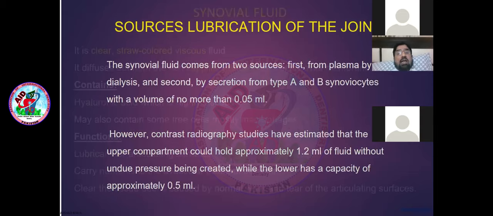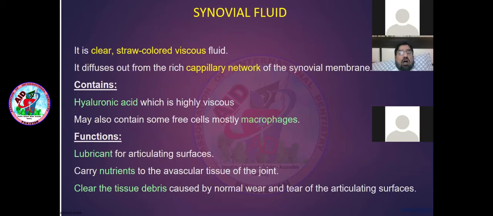Now, what does the synovial fluid contain? It is a clear, straw-colored viscous fluid, with a big capillary network in the synovial membrane. This capillary network secretes hyaluronic acid, which is highly viscous, and it may contain free cells like macrophages, which provide the phagocytic activity and cleansing mechanism in the synovial membrane.